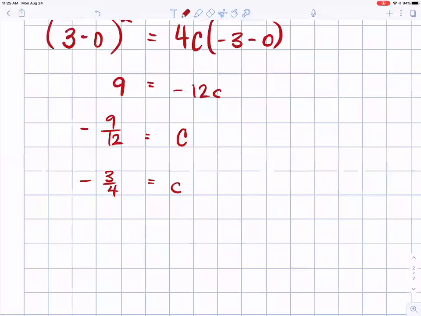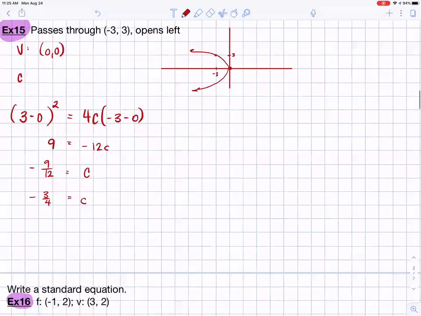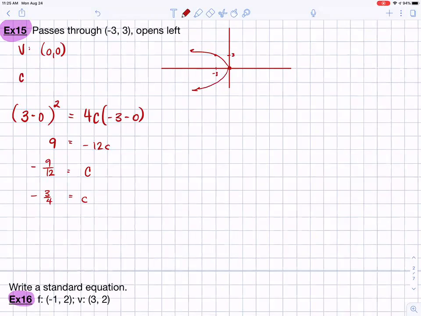Okay. All right. What was the directions again? What did it say? Write an equation. Hey, look, I've got everything I need now to write my equation. Okay, so let's start out the equation. How does my equation start out? Y minus 0 quantity squared is equal to 4 times -3/4 times, say it again. Okay, I'm sure that's what I heard the first time.